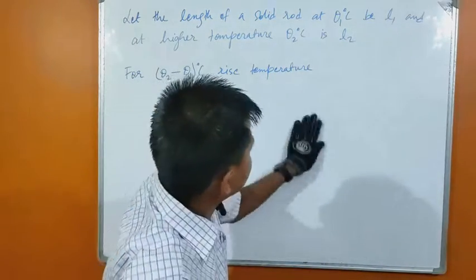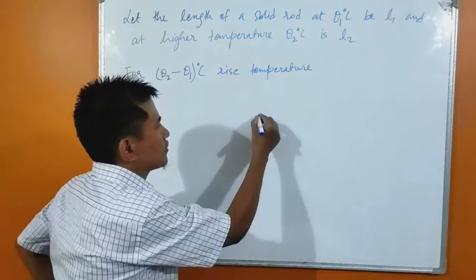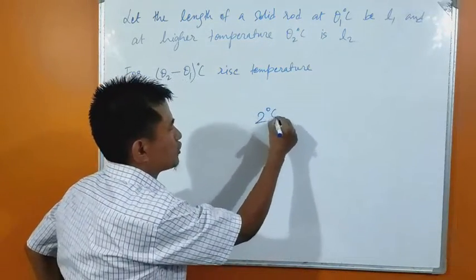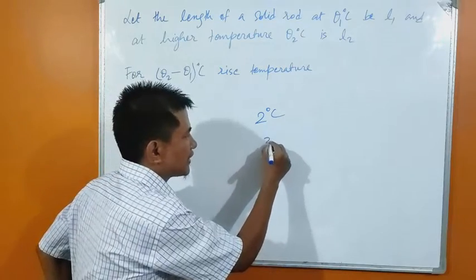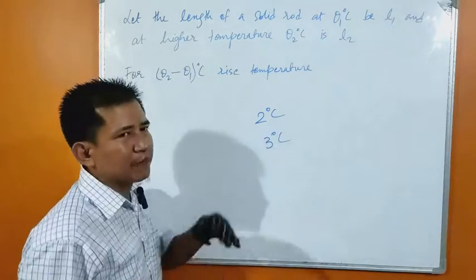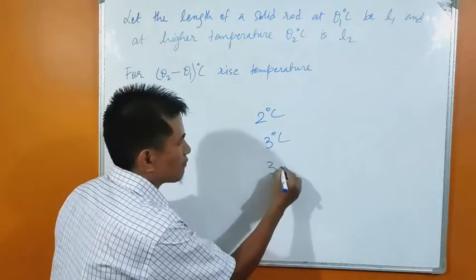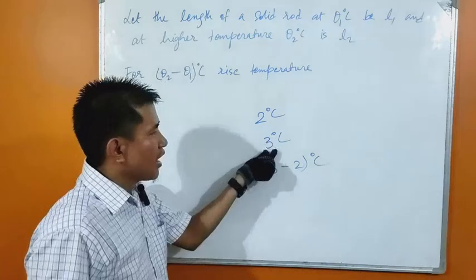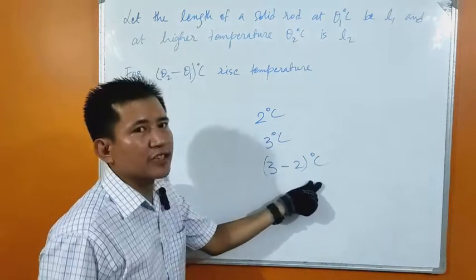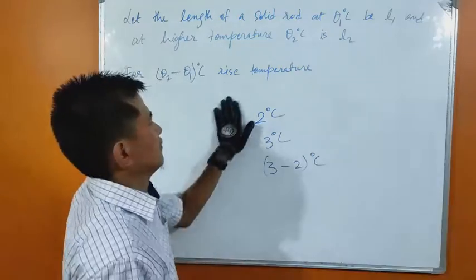Let me give you an example. Suppose the original temperature is 2 degrees Celsius. Later on, the temperature became 3 degrees Celsius. So the rise in temperature is how much? 3 minus 2 degrees Celsius, isn't it? Higher temperature minus lower temperature gives you the rise in temperature.